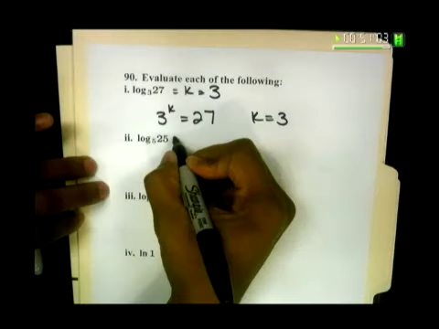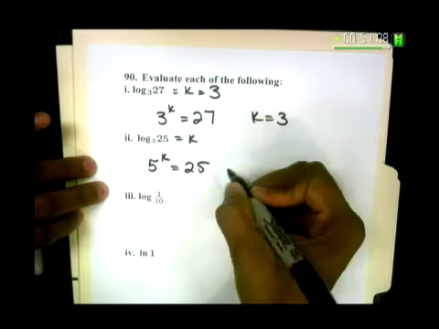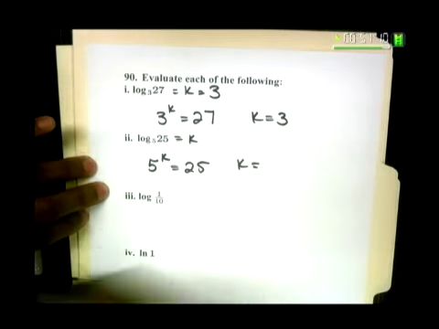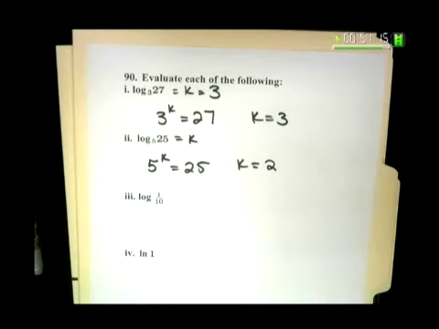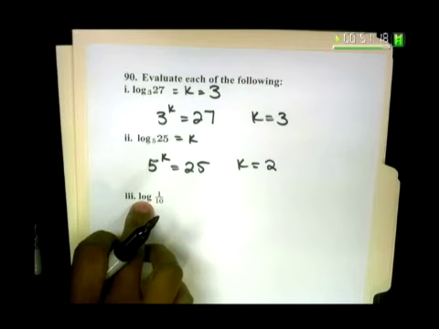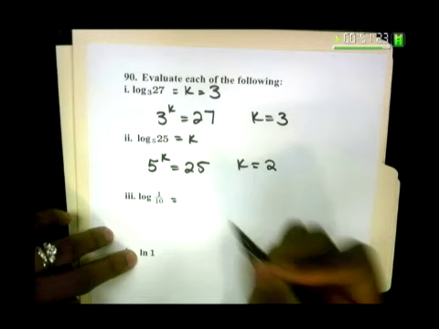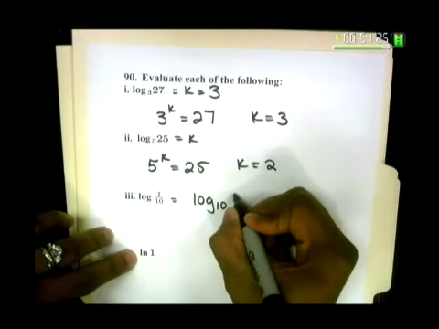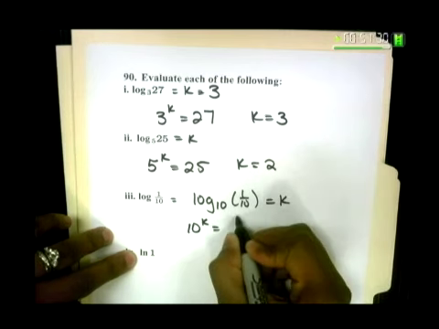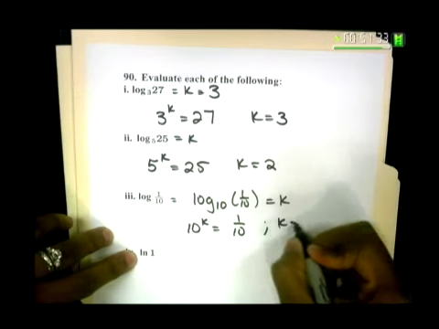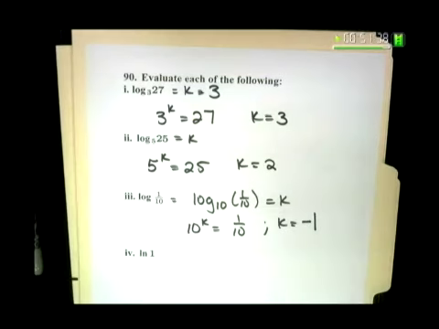Here, same thing. This relates to 5 to the k equals 25, so that tells me that k has to be 2. When it's just log and you don't see a base, that tells you it's log base 10. So this is the same thing as log base 10 of 1/10. I want to know 10 to what power is equal to 1/10, which tells me k is equal to negative 1.